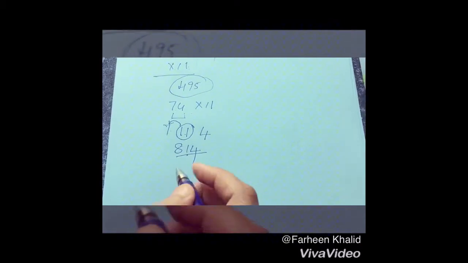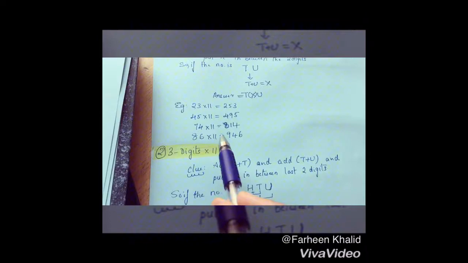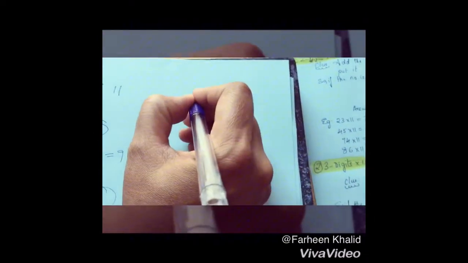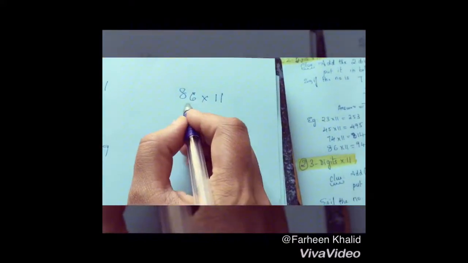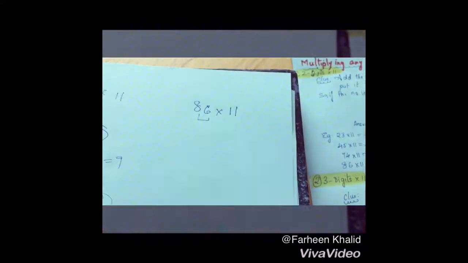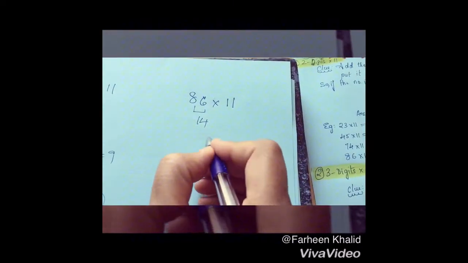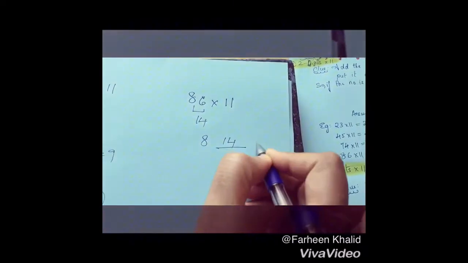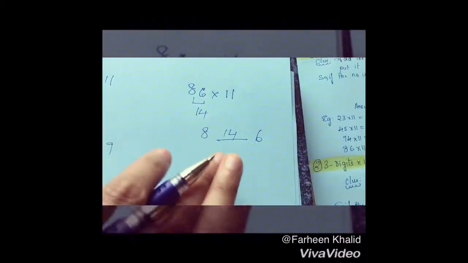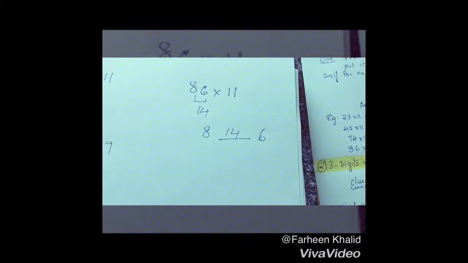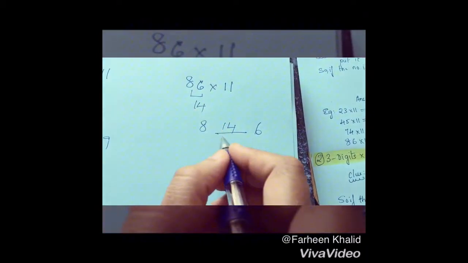Now let's do the next one. The next one here is 86 times 11. In this case, 8 plus 6 is 14, of course. So now you put the 8 and you put the 14 here. You don't really have to pen it down. Once you know the trick, you can do it in your mind. This is mental maths, which is really fast. But just to give you an illustration, I'm writing it here.